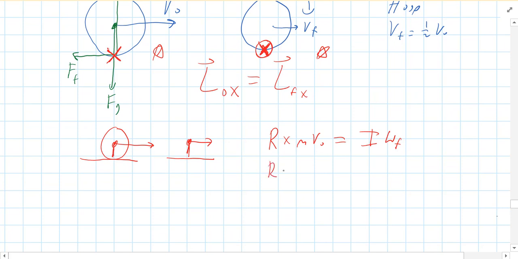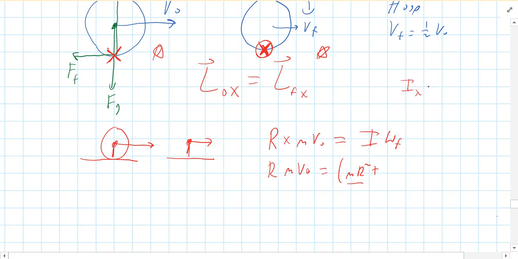Now, if I do a little more work on this, I for a hoop is mr squared, but we have to use the parallel axis theorem because this would be the moment of inertia of the hoop about the center of mass. We have to use the parallel axis theorem. I'll remind you what that is.